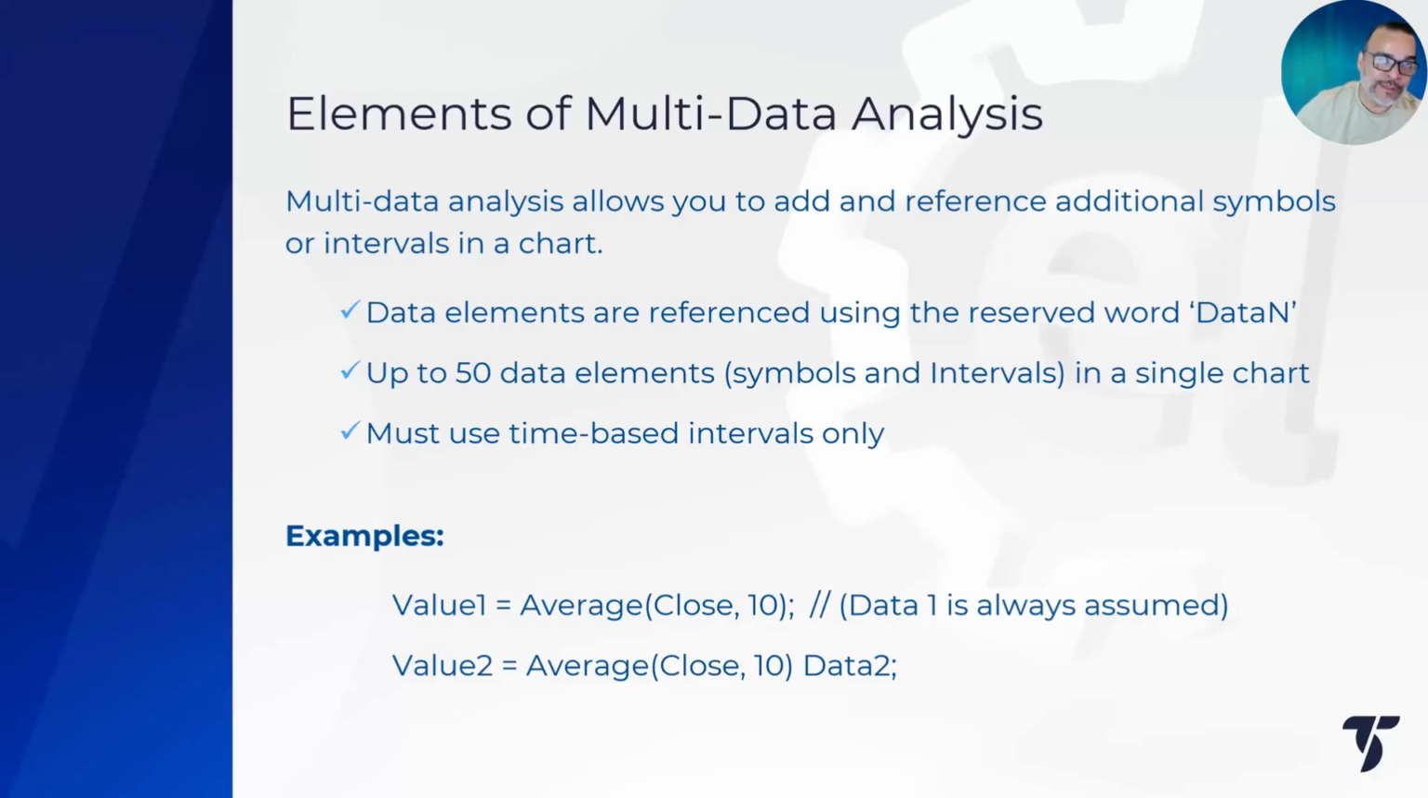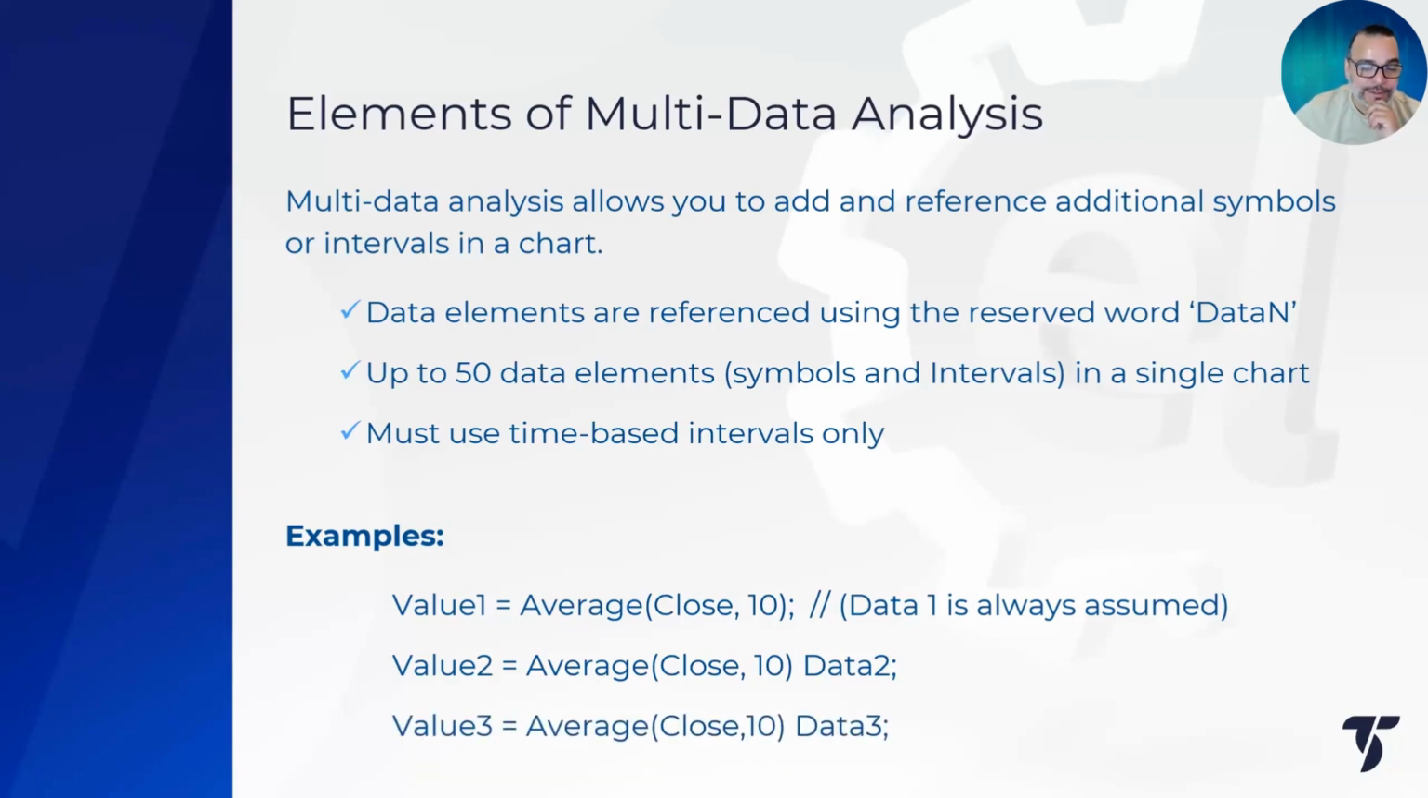For example, here we have value two, which is one of those pre-declared variables. And we're calculating the average of the close for 10 bars, but notice the modification here at the very end. Now it says data 2. So whatever calculation we're doing here for the average, we wanted that calculation to happen for data 2.